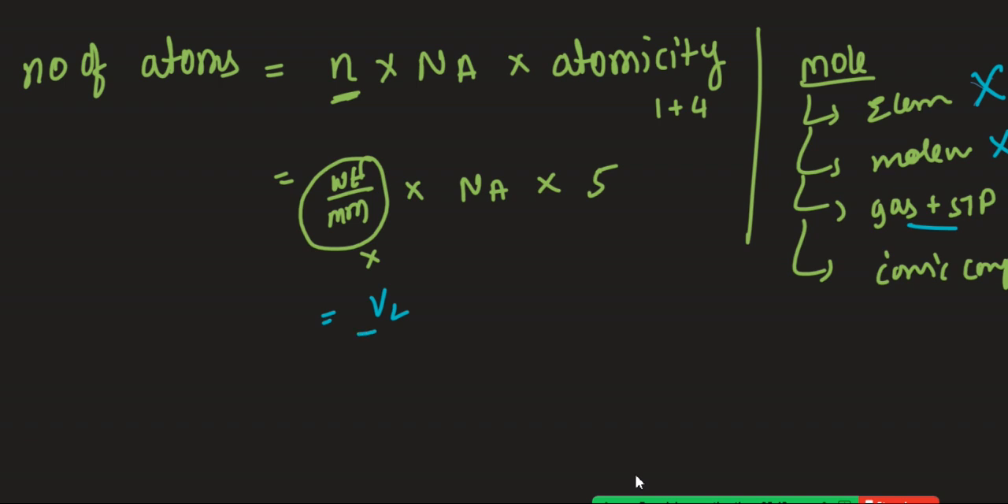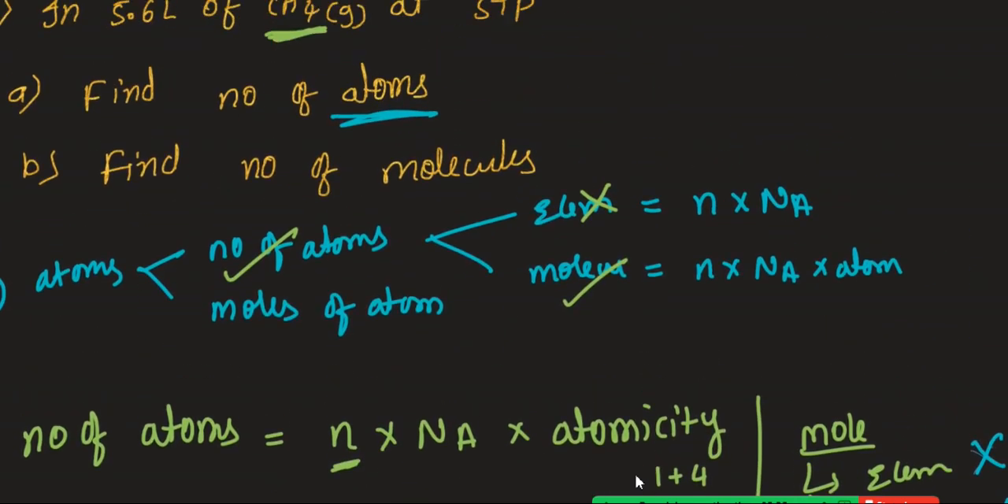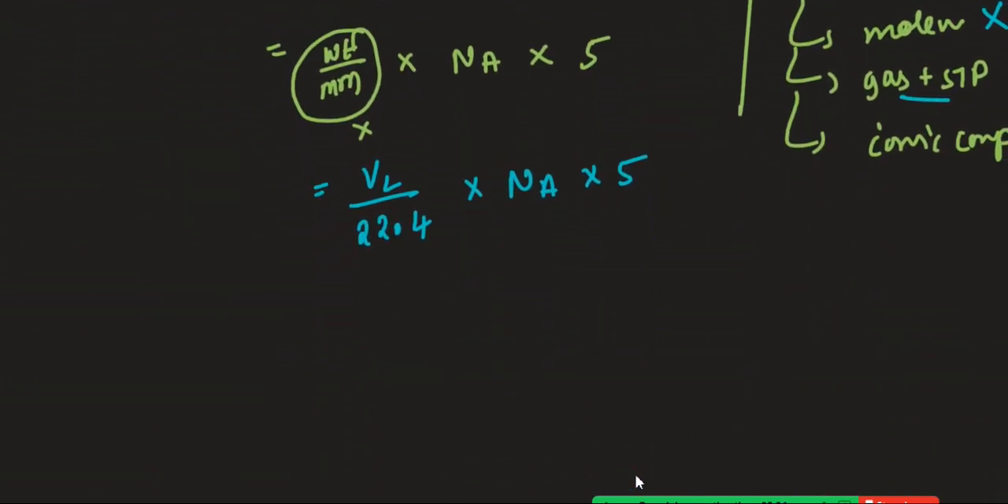So that is nothing but volume in liters divided by 22.4, into Avogadro's number, into 5. And what is the volume they have given? The volume is 5.6 liters.